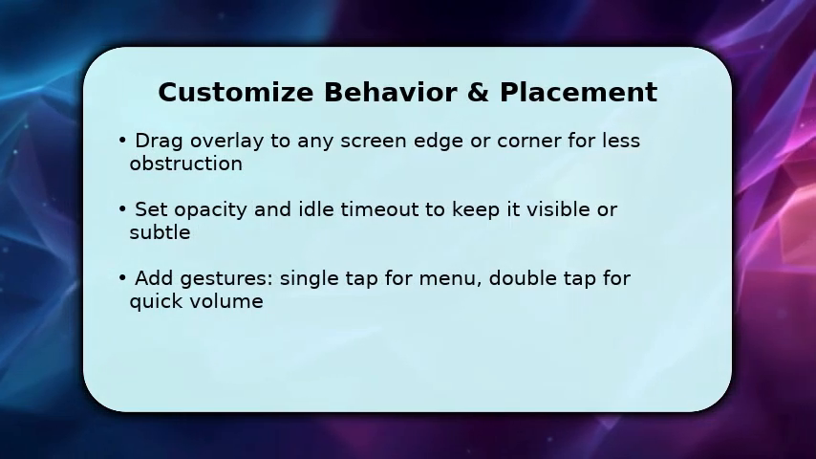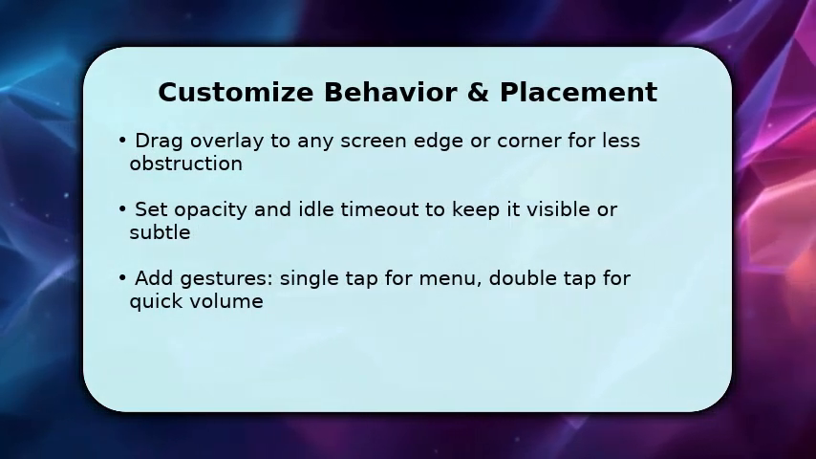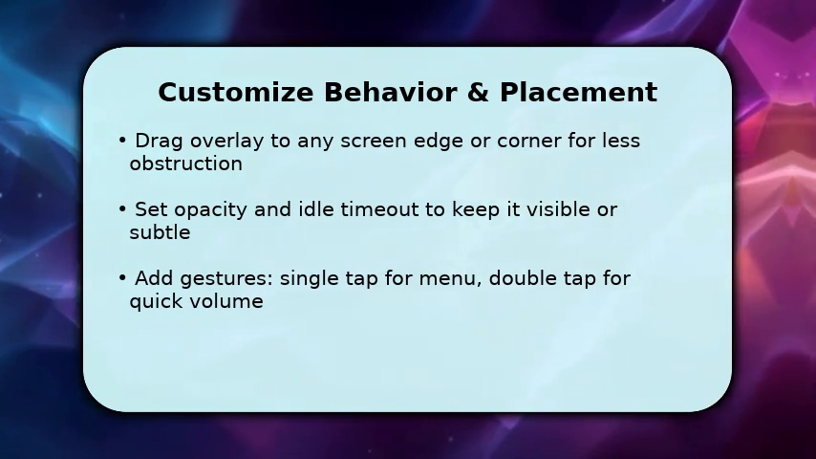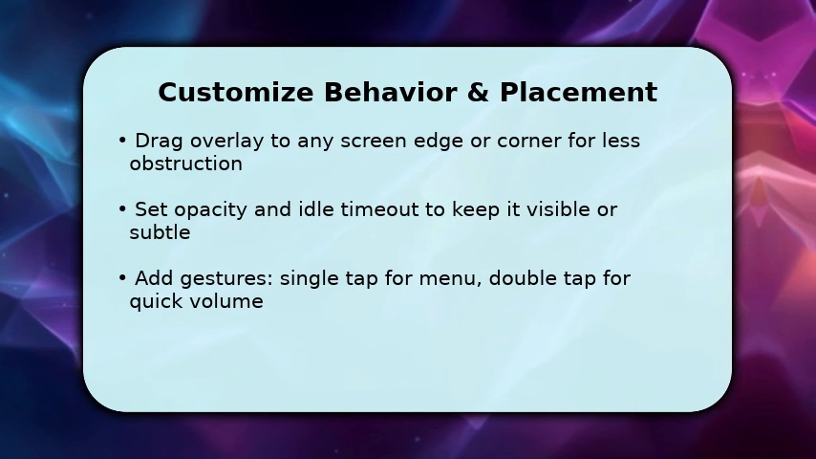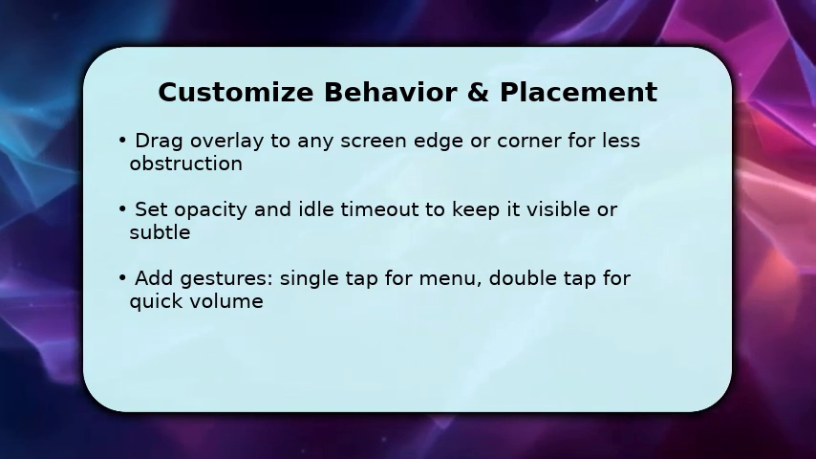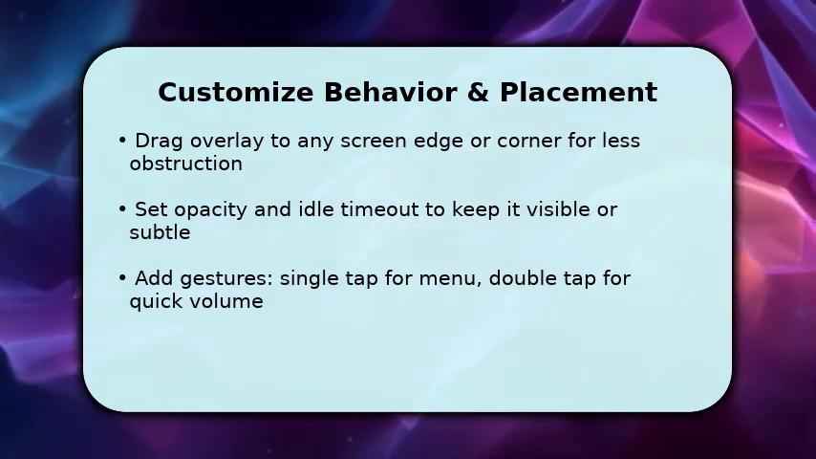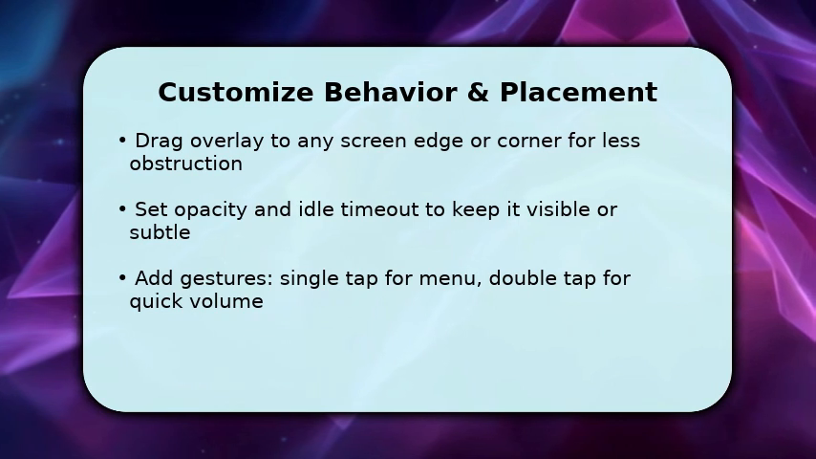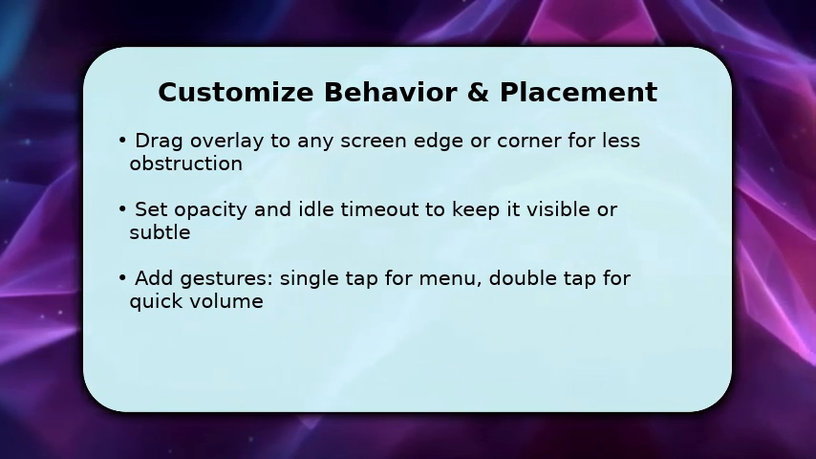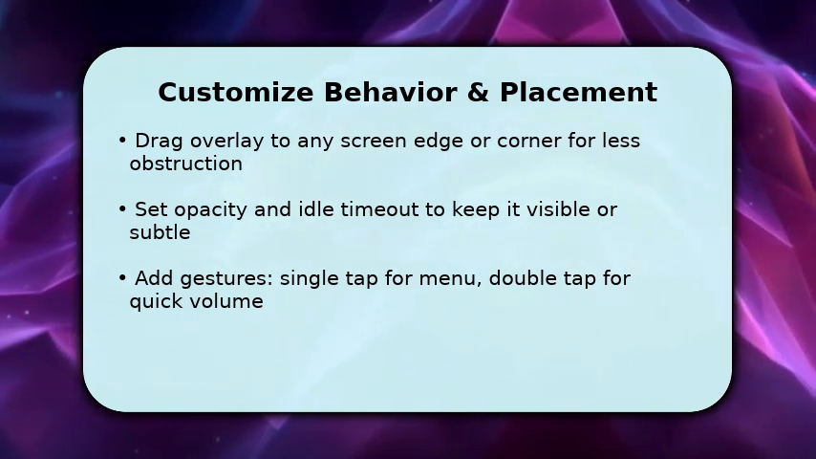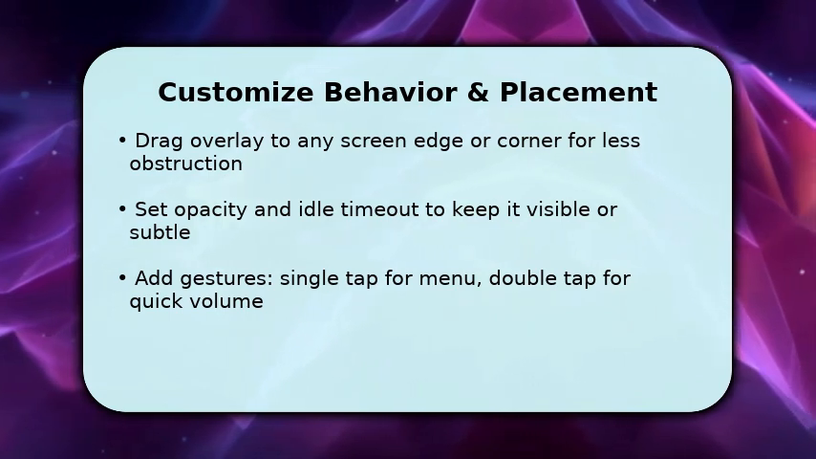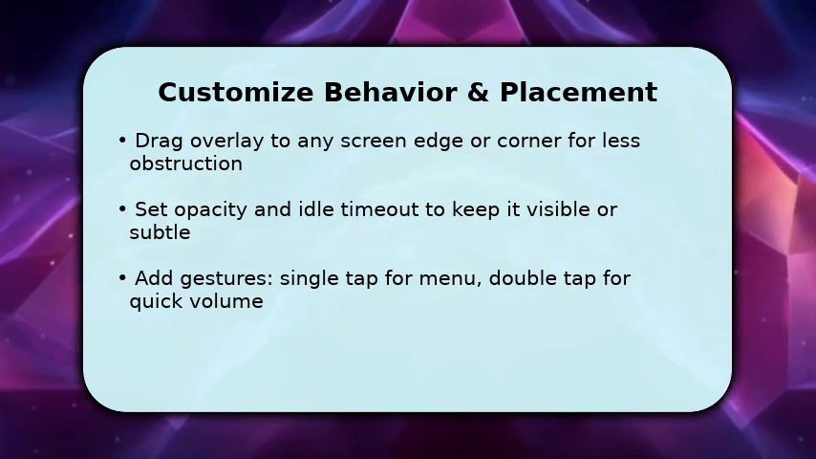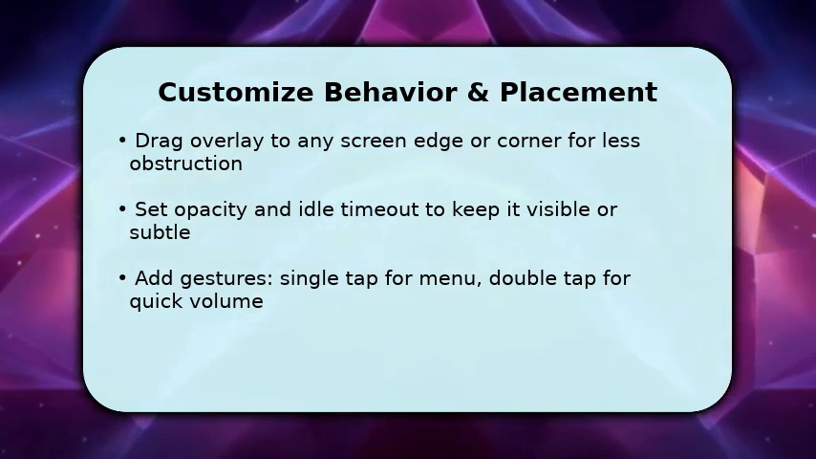Next, refine how the on-screen volume behaves so it's practical. You drag the floating control to an edge or corner to avoid covering essential app controls, and set opacity so it's visible but unobtrusive. Make sure idle timeout is set to never or a long interval if you want it persistent. Also map gestures. Assign single tap to open the menu and double tap to toggle volume quickly. Once configured, test in multiple apps to confirm the placement and responsiveness work for your routine.